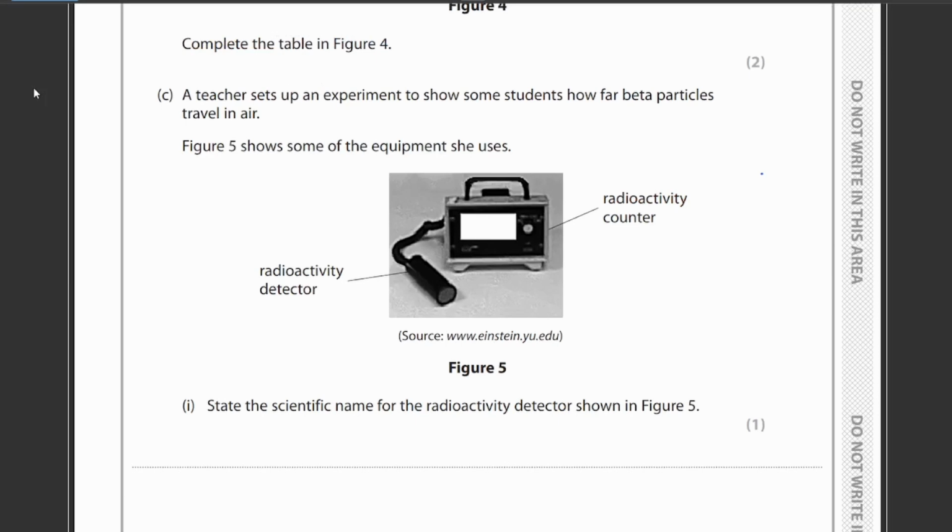Part C: a teacher sets up an experiment to show some students how far beta particles travel in air. Remember, beta particles are fast moving electrons. State the scientific name for the radioactivity detector. We can call it a GM tube. GM stands for Geiger-Müller. You don't have to remember the full word for it; you just remember it as GM tube. It's much easier.